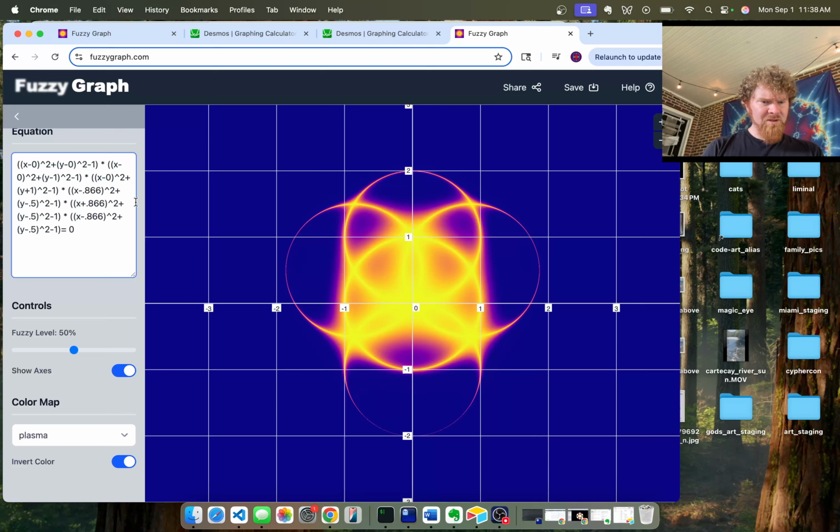Let's do the last 2 circles here. So this will be plus 0.5.